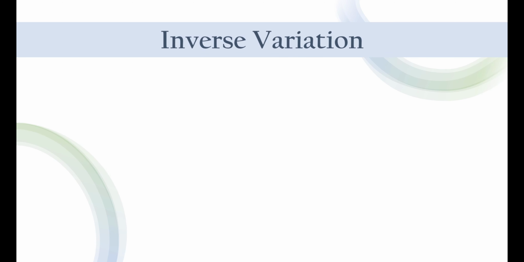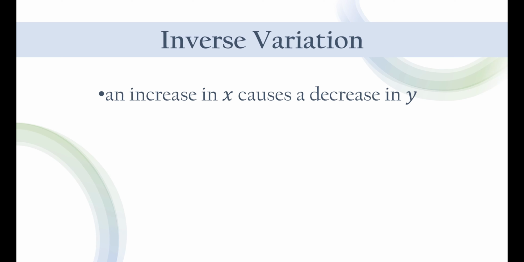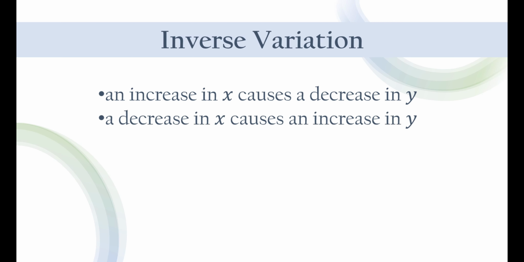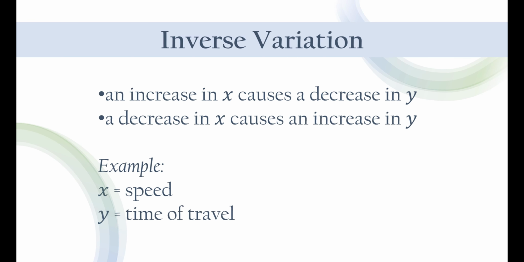The second type of variation, as mentioned in the previous video, is the inverse variation, which states that an increase in x causes a decrease in y, and a decrease in x causes an increase in y. An example is the speed of a car and its time of travel. As the speed of the car increases, the time it travels decreases. Same as when the speed of the car decreases, the time it travels increases.